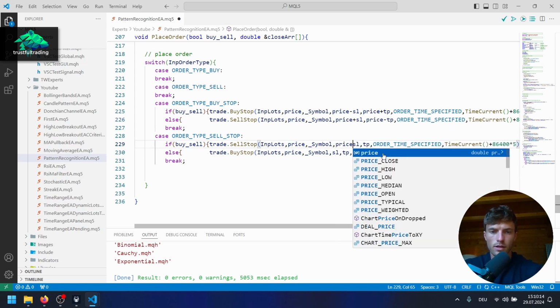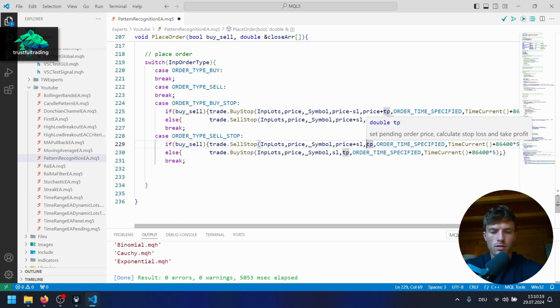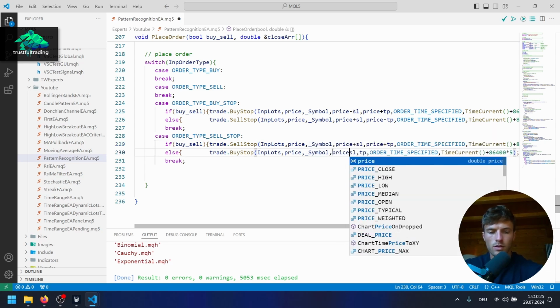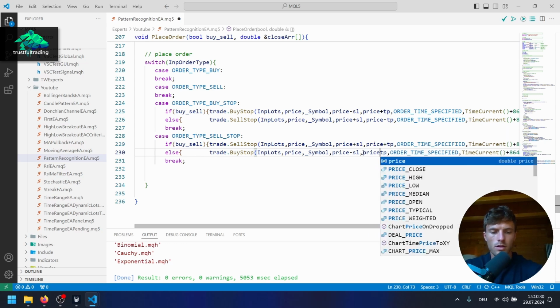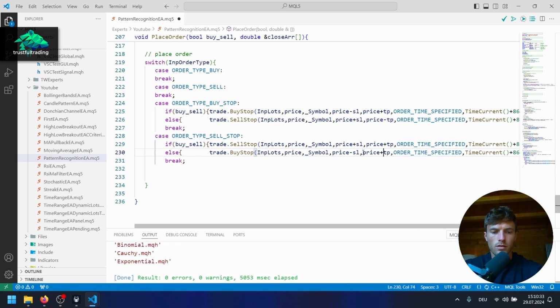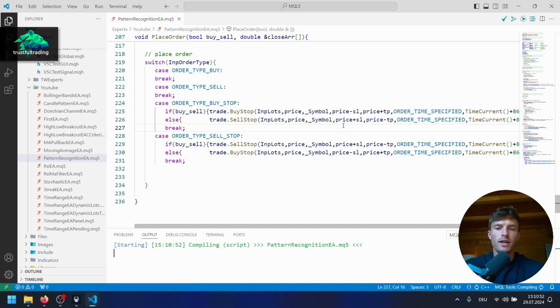And here the same thing. So price for a sell stop plus price plus take profit, price minus stop loss for a buy stop, and price plus. Okay, this can be true, sell stop, the stop loss has to be above and the take profit below, and here plus. Okay, let's hope this works. I think it will. So let's compile using the script.